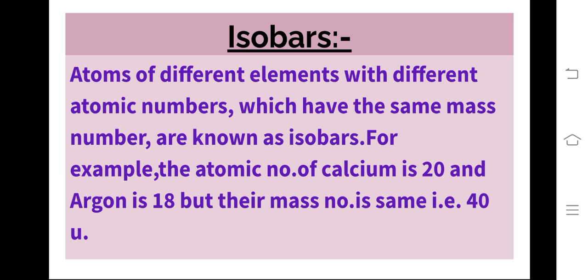Isobars. Isobars are the atoms of different elements with different atomic numbers but the same mass number. For example, the atomic number of calcium is 20, and the atomic number of argon is 18, but the mass number of both calcium and argon is 40 units. So, both calcium and argon are called isobars since they have different atomic numbers but the same mass number.